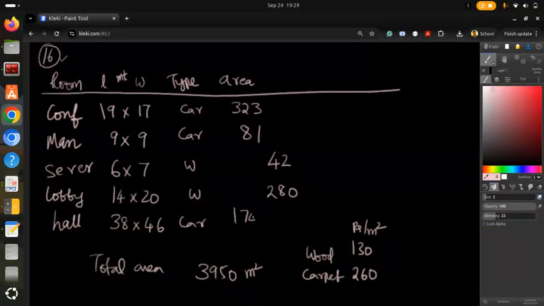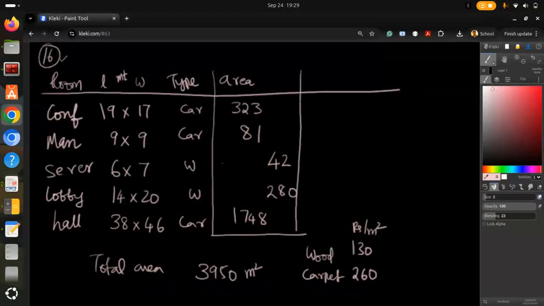So 1748. Now, actually, if I total all these numbers, I will be getting the total area. So again, just for ease to distinguish between wooden floor and carpet floor, I wrote this. I did not align these numbers, but anyway. So let's calculate the total flooring area. Okay, so these numbers I will add.